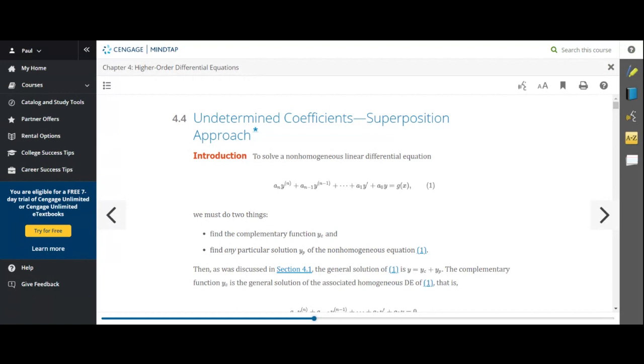Okay, so for this, just listen and enjoy, and then I will bring up a few problems where you'll actually take notes. This is in your ebook.